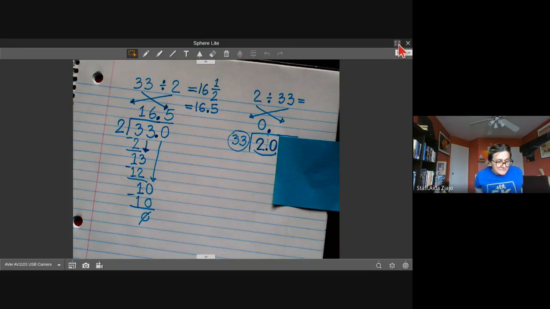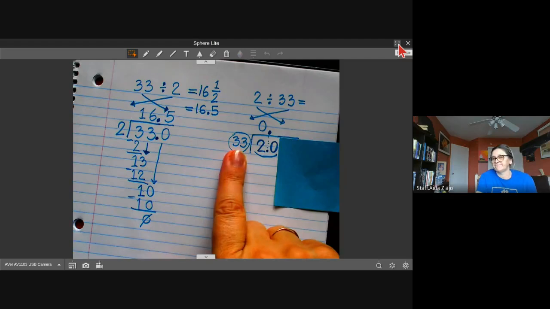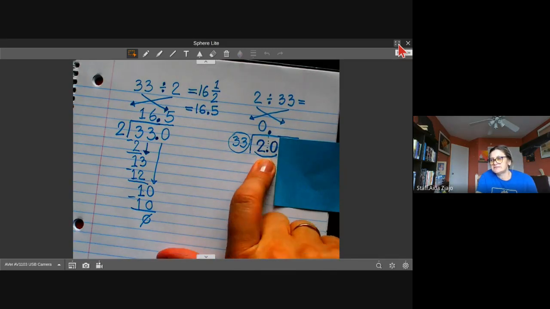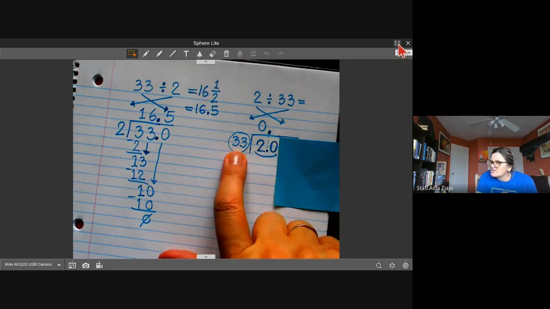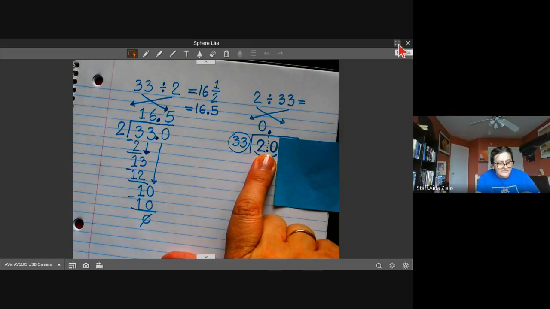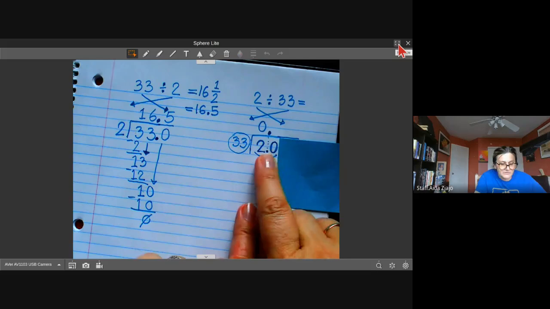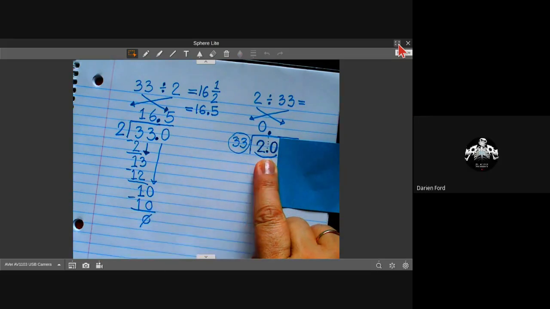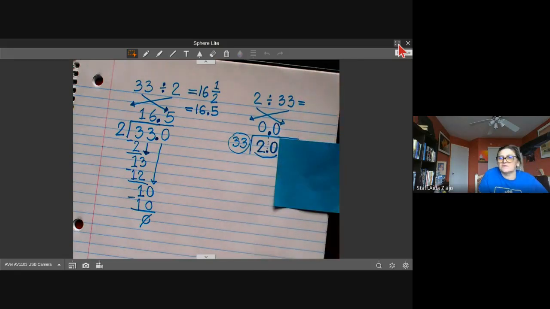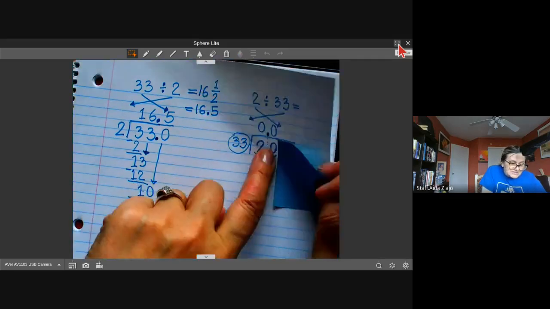Okay, so the question is, Darian, if you have 20 dimes or 20 tenths, do you have a group of 33 or not? If you have 20 dimes, you need to have 33 dimes. If you have 20, do you have 33 or not? No. So you have a 0, correct? So again, you get one more 0. You can ask yourself, 0 times 33. So I have to move on.